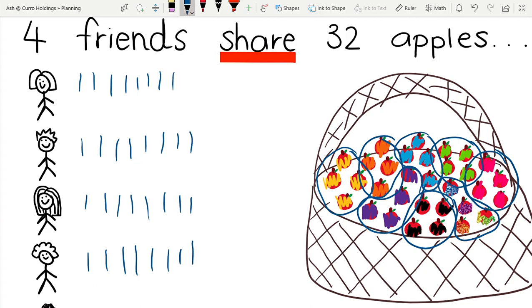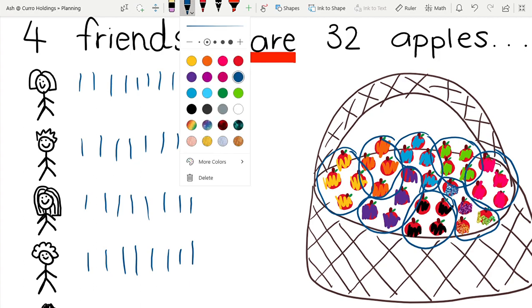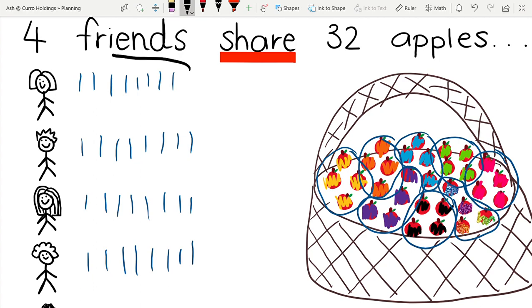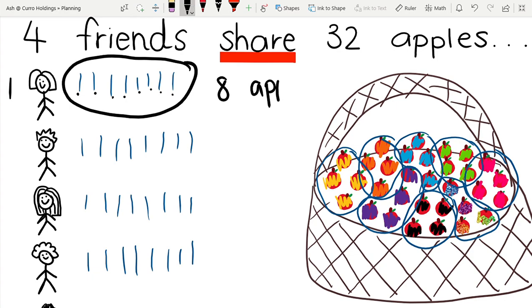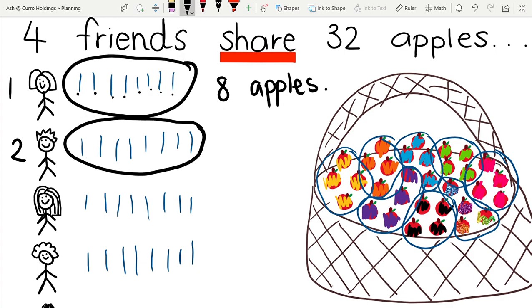Let's see if we were able to share them equally. So let's count how many apples are in friend number 1's group. 1, 2, 3, 4, 5, 6, 7, 8. She has 8 apples. Friend number 2, how many apples does he have? Let's count together. 1, 2, 3, 4, 5, 6, 7, 8. He also has 8 apples. So far they're equal. Yes, they are.